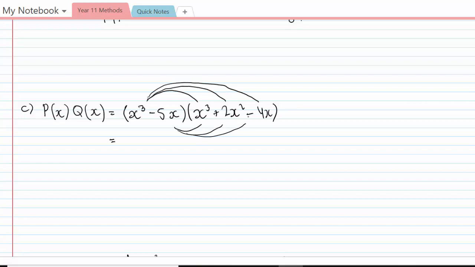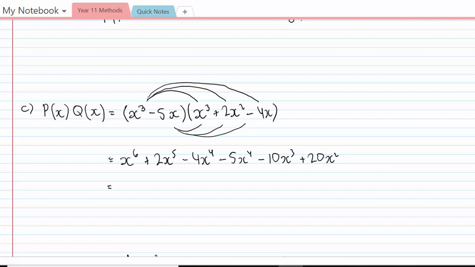x cubed times x cubed is going to be x to the 6 because we just add the powers. x cubed times 2x squared is 2x to the 5. x cubed times negative 4x is minus 4x to the 4. Then I've got negative 5x times x cubed, which is negative 5x to the 4. I've got negative 5x times 2x squared, which is negative 10x cubed. And I've got negative 5x times negative 4, which makes plus 20x squared.